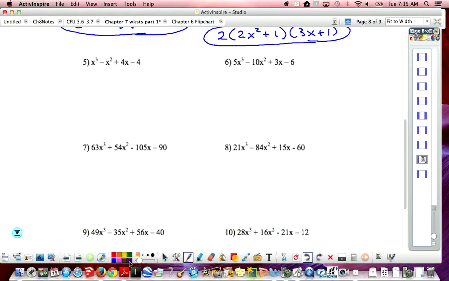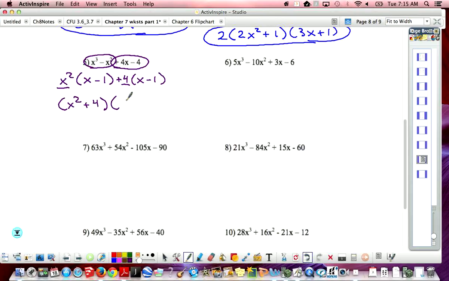Alright, number 5, x cubed minus x squared plus 4x minus 4. Well, these two terms have an x squared in common, and I'm left with x minus 1. These two terms have a positive 4 in common, and they're left with x minus 1. Combine your outside terms, so we have x squared plus 4 sets of x minus 1's. This one would have had to do more if that was negative, but since it's positive, it's not a difference of perfect squares.